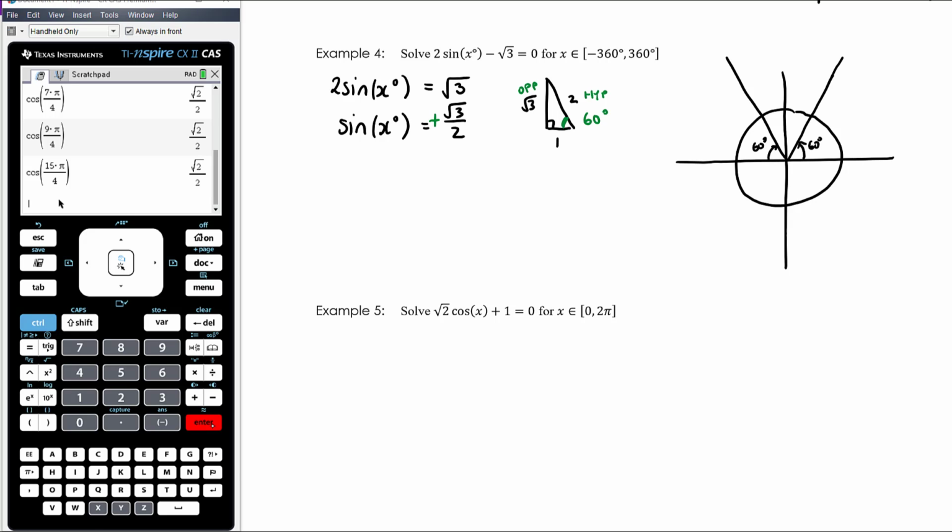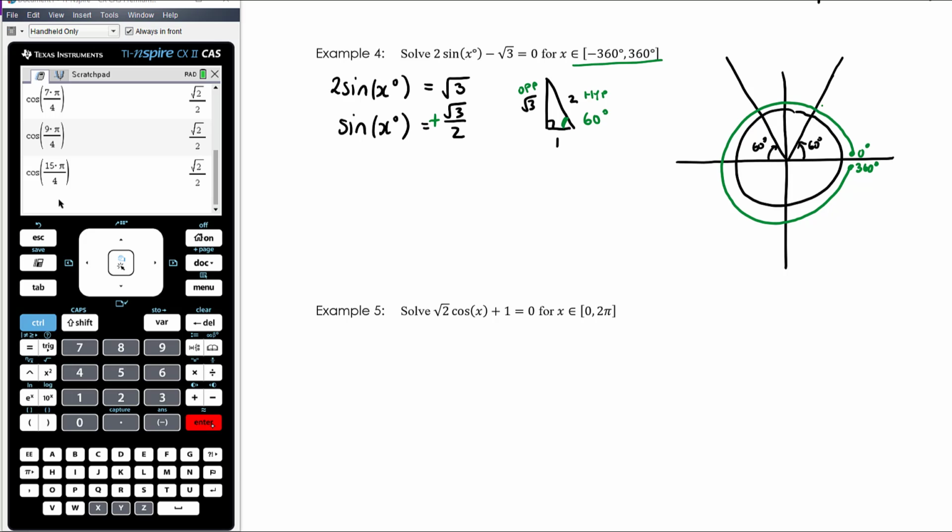Now we want to think about our domain. We now want to look at it over a domain from negative 360 degrees to positive 360 degrees. Again, I find it easier to do this in two separate laps. So 0 to 360 is one positive lap, 0 to negative 360, one negative lap. Okay, so let's do the positive first. Let's go from 0 around to 360.